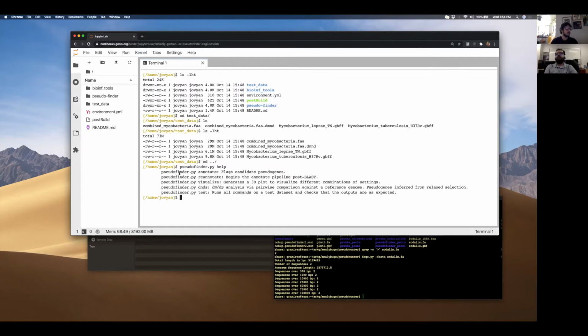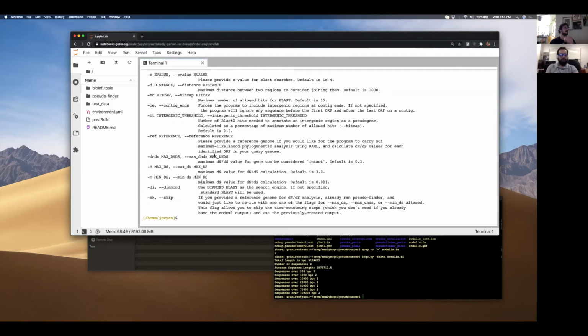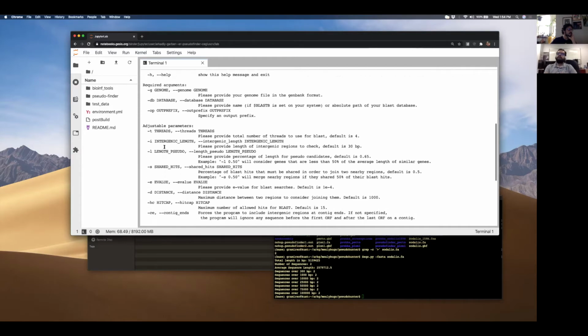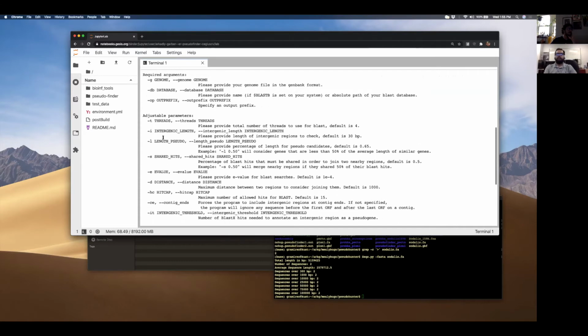So, Pseudo-Finder help, we want to run Pseudo-Finder annotate. This is the main command of the script, and let's see what we have. Okay, so we have some required arguments. This is the genome that you want to annotate. This is the blast database, the reference database, and then the out prefix. Threads, this is how many threads you want to give this program. So the more, the faster. We only have one allocated here on this Binder, so we're not going to touch this.